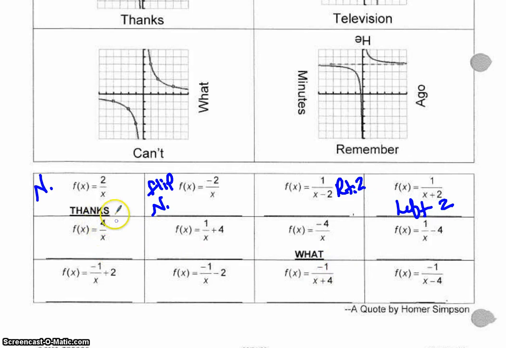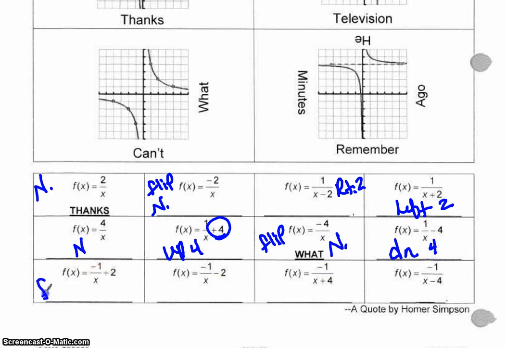4 over x, they took the number at the top. It got bigger, so it's going to get narrow. We added 4 at the end, so the whole thing is going to go up 4. We have a negative, which makes it flip. We have a number that's bigger than 1. Remember, don't look at the negative, just the number. 4 is bigger than 1, so it's going to get narrow. We have a minus 4 at the end, so it's going to go down 4.